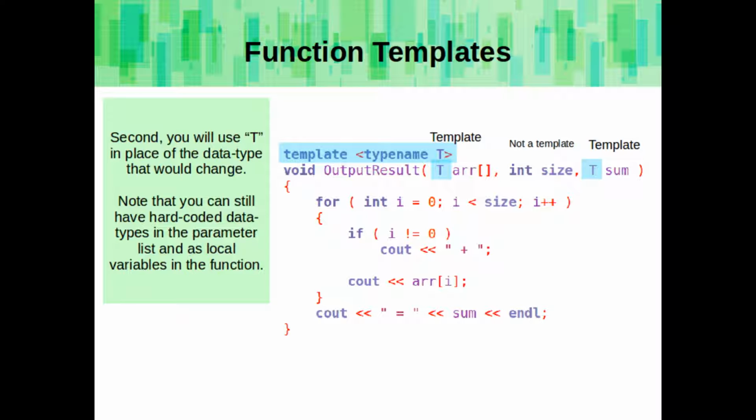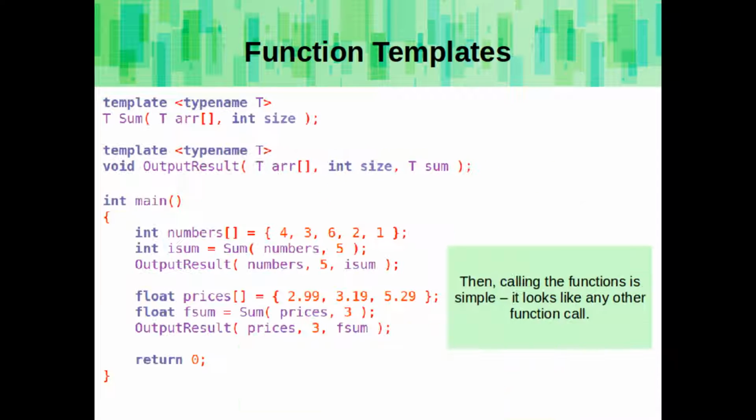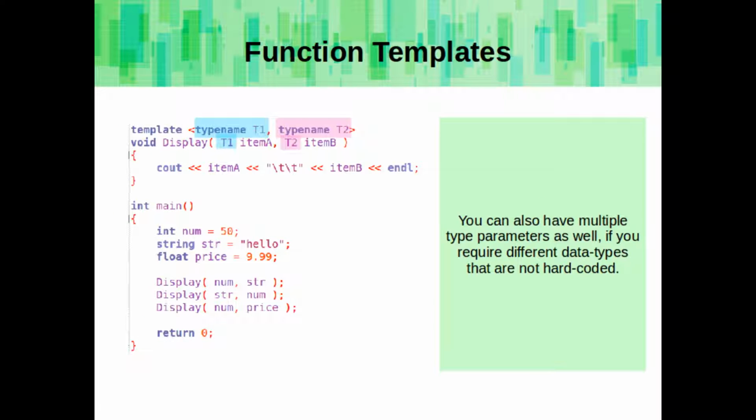Note that you can still have hard-coded data types in the parameter list and as local variables in the function though. As long as the variable passed into the template has all of the needed functionality that is used within the function, it should be okay. So for this function, any data types that T represents must overload the stream operator. Then from the outside, calling the function is simple. It looks like any other function call. You can also have multiple type parameters as well, if you require different data types that are not hard-coded.